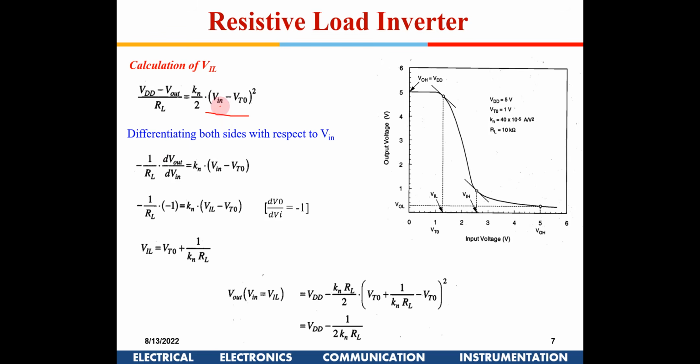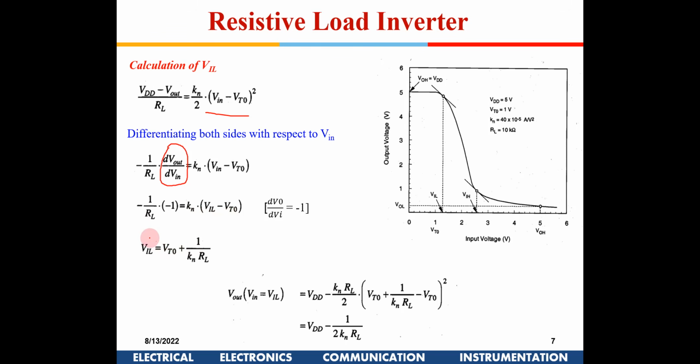That is the reason I am taking the saturation current equation, Kn by 2 times (Vin minus VTO) squared. This is the saturation equation, and this is the current through the resistor. So I am equating these two currents. Now I am differentiating with respect to Vin. So I get minus 1 by RL times dVout by dVin, and the square goes out here. This is one equation, and here I write dVout by dVin as minus 1. So I get this equation.